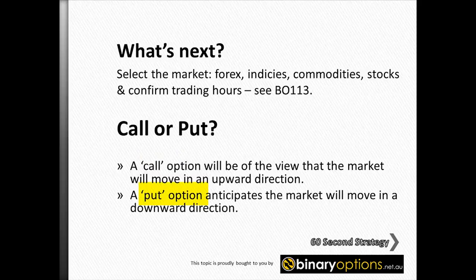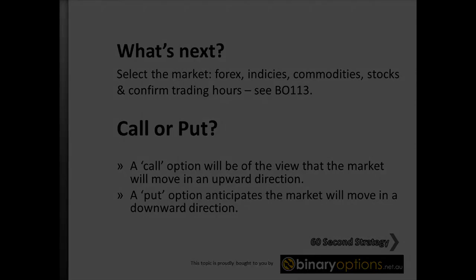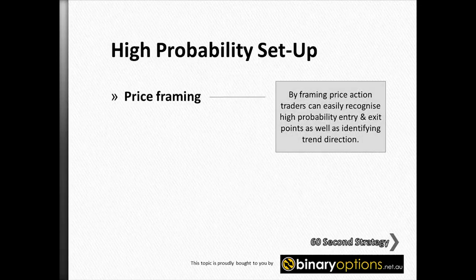Either trade, if successful, will expire in the money, returning the trader a profit. An out-of-the-money trade carries a loss. For a very short-term strategy like a 60-second strategy, to profit, a trader must use a high probability setup.